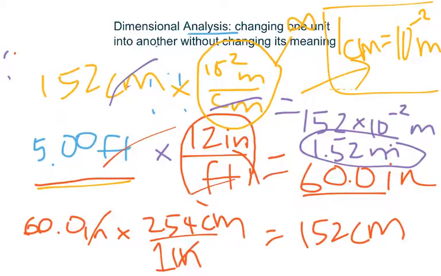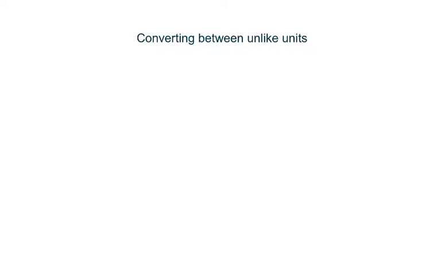Now, let us integrate dimensional analysis with unit analysis to convert between different units that are nothing alike. So in our example, we will convert mass into volume. Remember, mass is not the same thing as volume, as you should know by now. So let's try to do something.